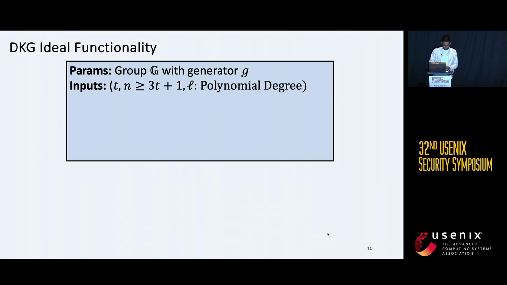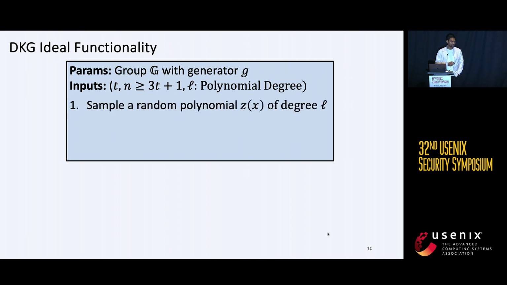Since this is an MPC protocol, if you have ever looked at any MPC protocol, we first design an ideal functionality that we want to implement. So let's look at the ideal functionality. It has some parameters like elliptic curve groups and so on, and there are 3 inputs: the number of faulty parties, the total number of parties, and a polynomial degree from the Shamir secret sharing scheme. What this ideal functionality does is sample a random polynomial g of x of degree l, and then define the secret to be the constant term of the polynomial.